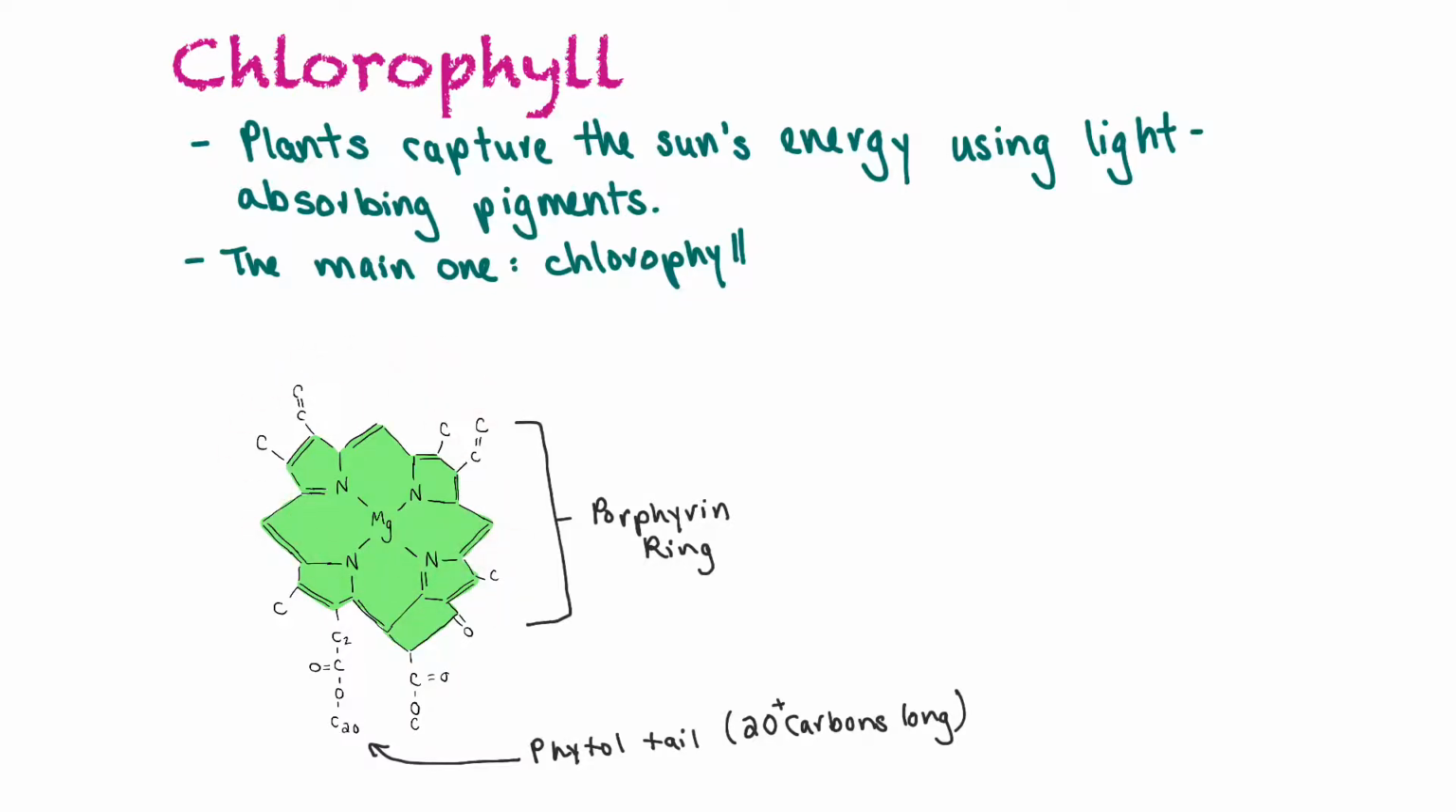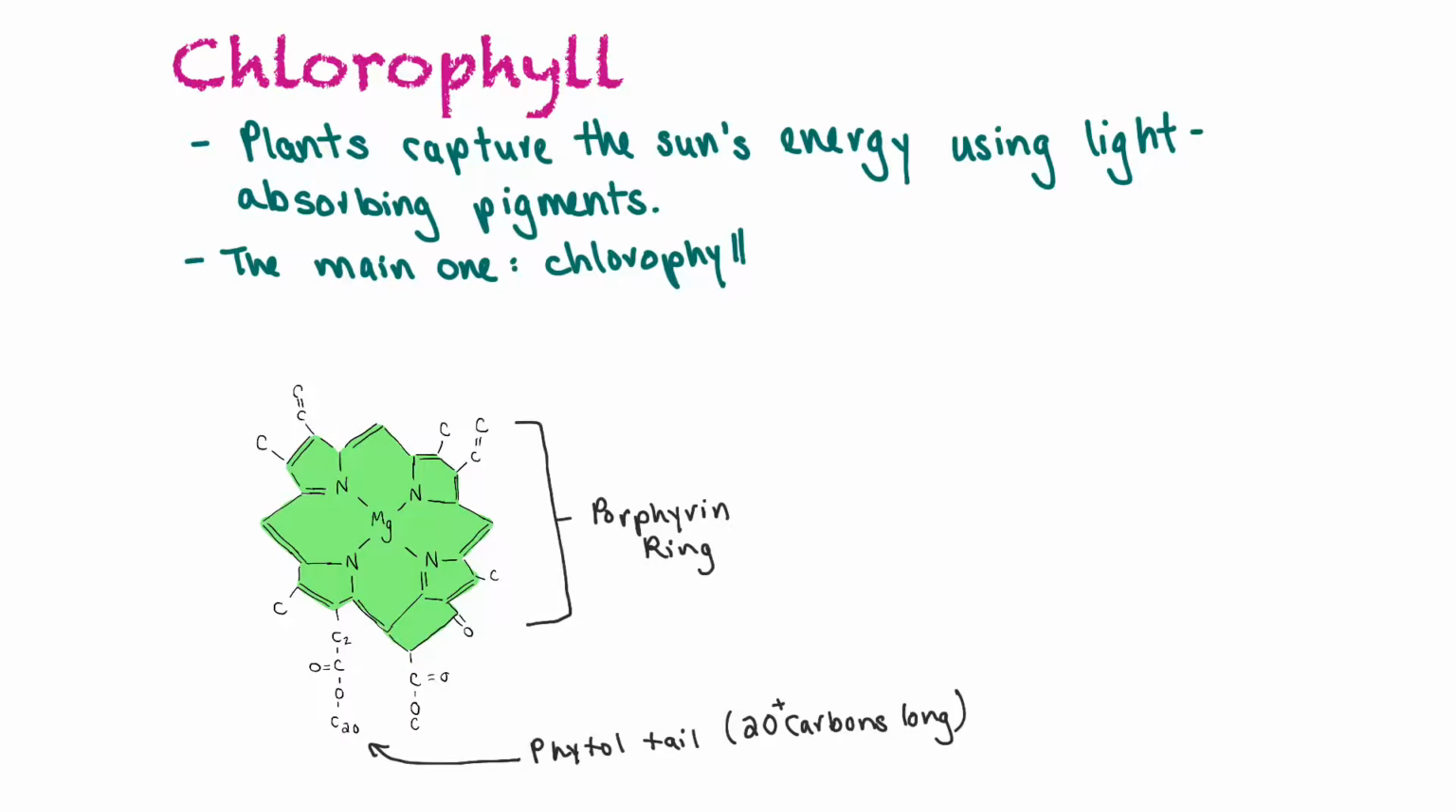Chlorophyll also has what is known as a phytol tail. It has over 20 carbons in the tail. Basically it acts as a lollipop stick that sticks onto the thylakoid membrane and raises up the porphyrin ring to allow it to absorb. So it embeds the porphyrin ring, or the molecule, into the thylakoid membrane.